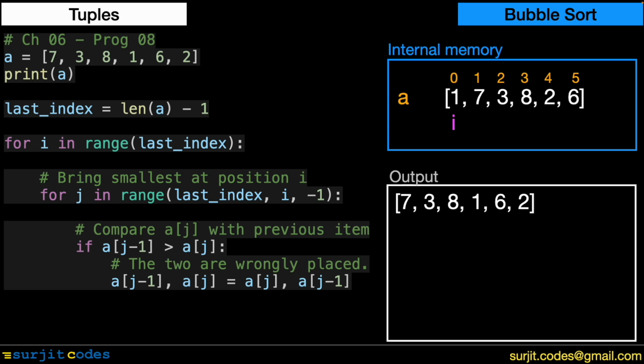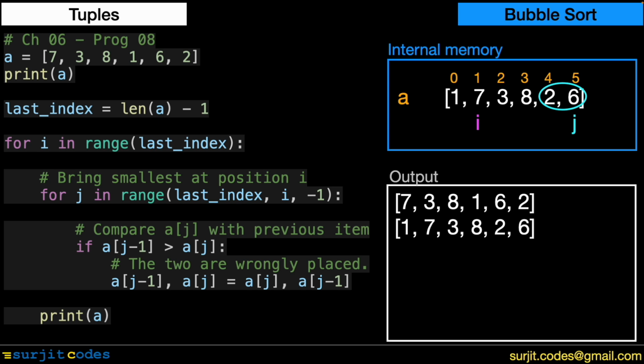We come out of the loop over j and print the current status of the list. The list is much better sorted and position I has got the lowest item. For the remaining list, we increase I by 1. This time 2 and 6 are already in order. But we swap 8 with 2 and then 3 with 2 and then 7 with 2. Loop over j ends. Current status again shows that position I is sorted.